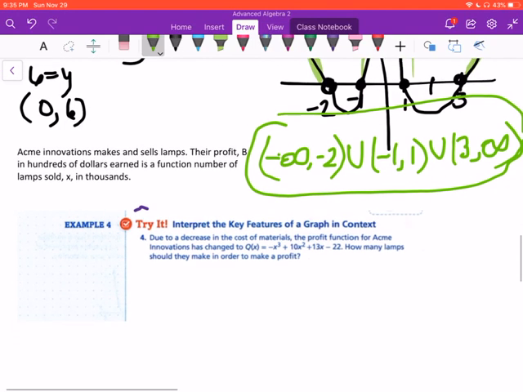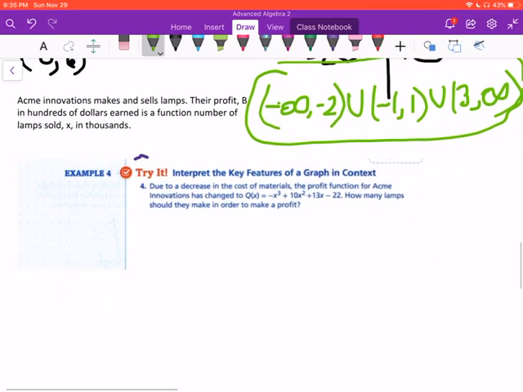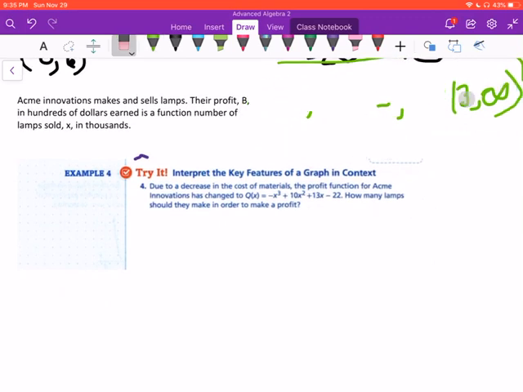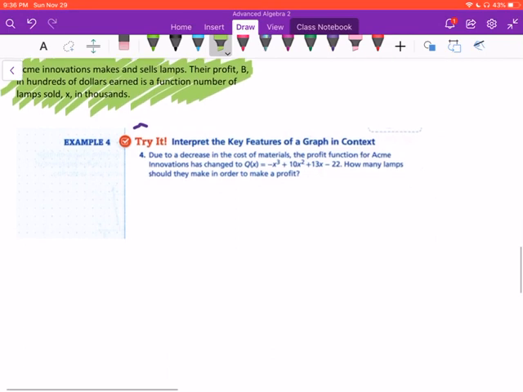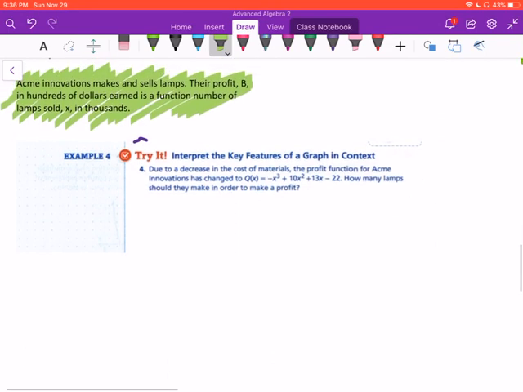All right, now let's do a word problem. We're going back up to example 4. We're going out of order today, but I think this is the way that makes the most sense. All right, so Acme Innovations makes and sells lamps. This information right here would have been printed in your book or that I would have given you. So you might want to add it into your notes so that your notes will make a little more sense. But the part that they left out is these two sentences up here.